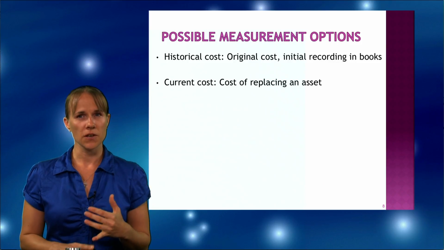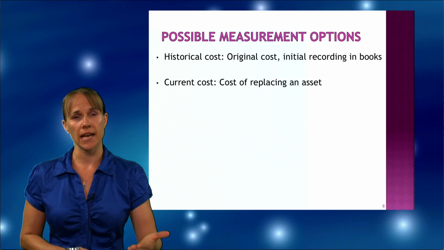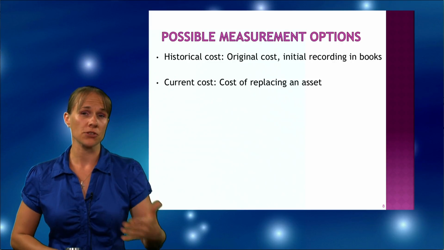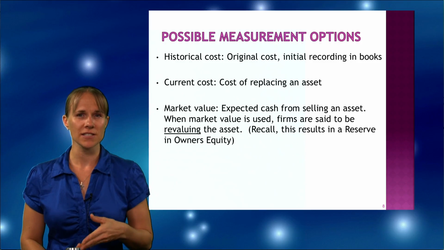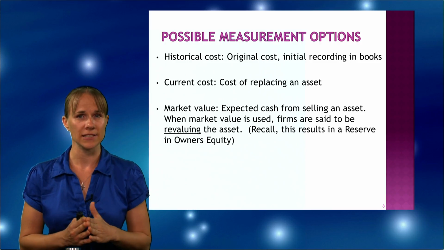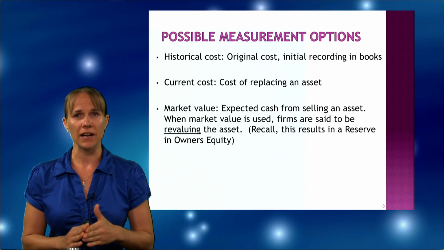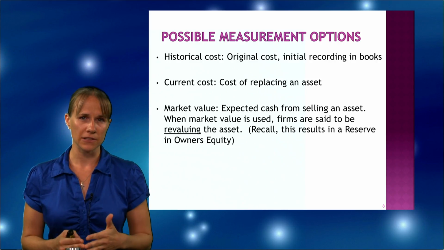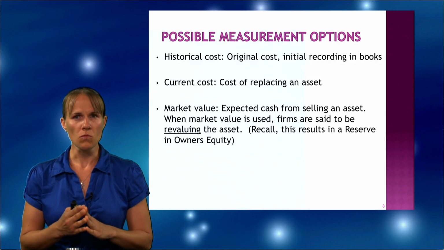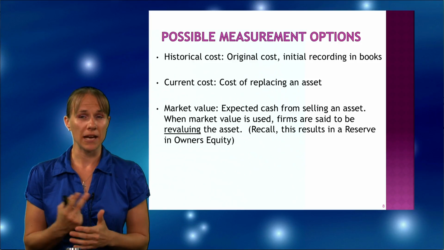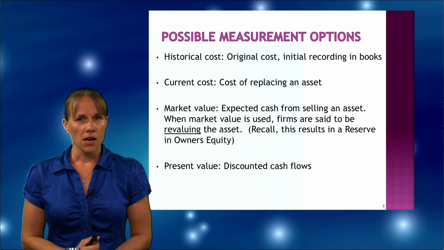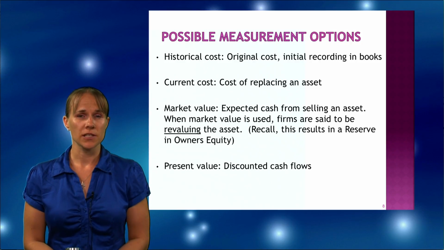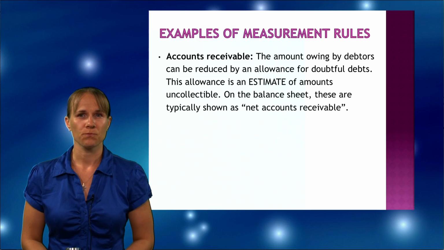Current cost, that's the cost of replacing an asset. So we may measure our asset in that regard. We can measure our assets using market value. That's the expected cash from selling an asset. When we use market value, firms are said to be revaluing that asset. If you recall, that results in a reserve in owner's equity. We can also measure our assets at present value, that's discounted cash flows.